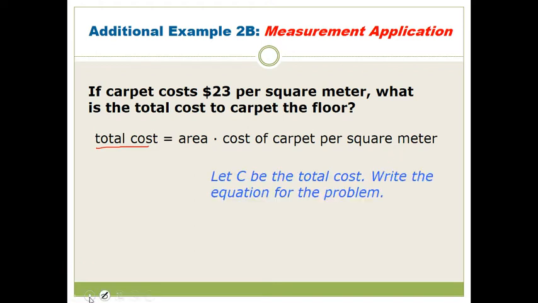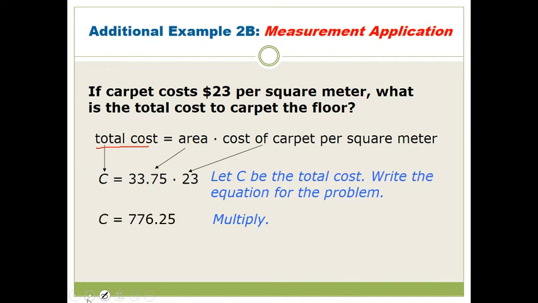Okay, so from the previous problem, we know that the area was 33.75. That's what it told us in the problem. And the cost of the carpet is $23 for every single one of those square meters. So I'm just going to multiply those two together to get the total cost. It's like saying each one of these costs 23, so how much does 33.75 cost? Well, that's a multiplication problem. So we get 776.25.